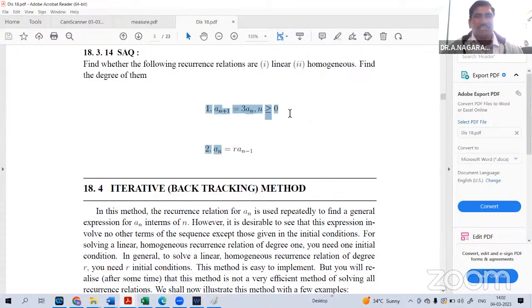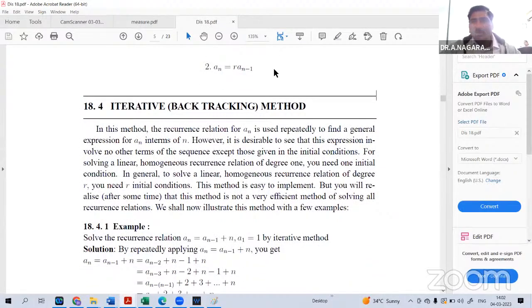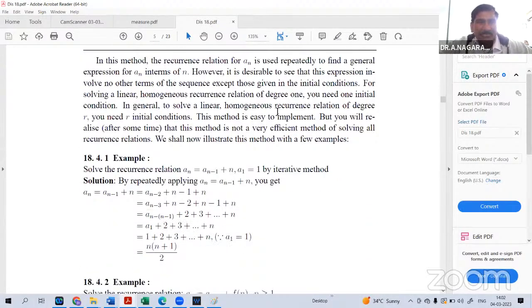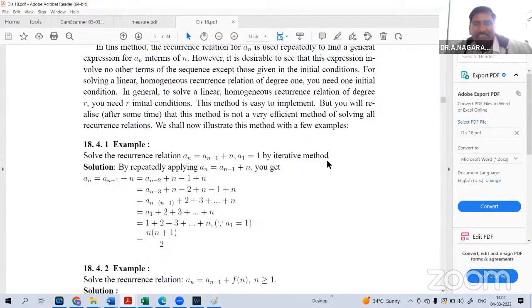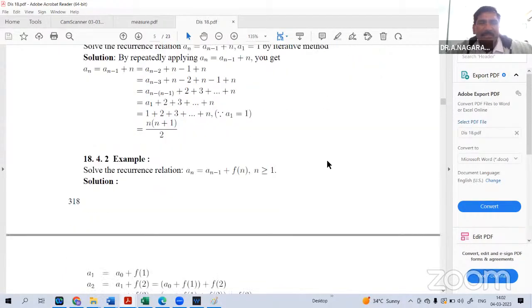Next, your choice. This is a linear equation. This is a homogeneous equation. So the degree here is 1 for both of them. That is already solved in the solving problems. You can do it. Now I will go for the iterative backtracking method. Backtracking means we will be applying iteration methods. Some solutions cannot be identified directly. At that time, I will go for this.